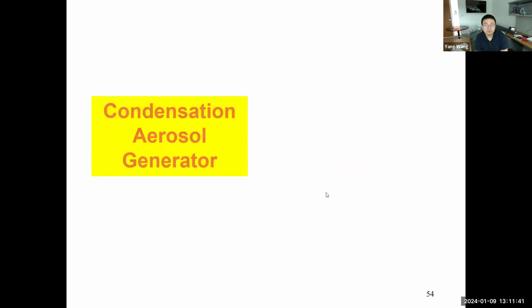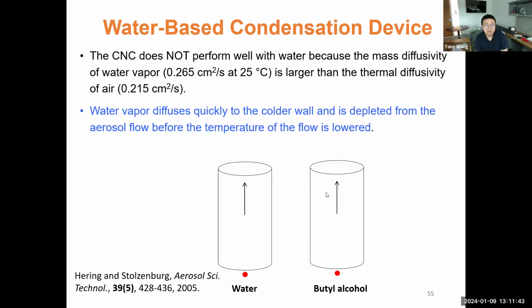So here we have mostly focused on the butanol system, but there are also CPCs that are built on water systems, right? But the conventional CPCs actually do not perform well with water, mainly because water actually diffuses faster than heat, right? So if you look at this scenario, if you have the butanol CPC, then when you introduce the particle into the system, the butanol vapor is actually going to grow onto these particles, and because the heat diffuses faster, right?